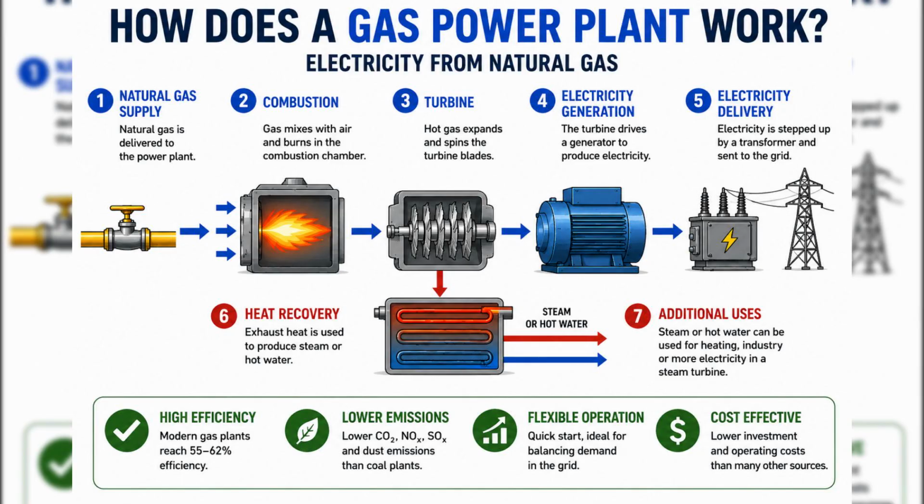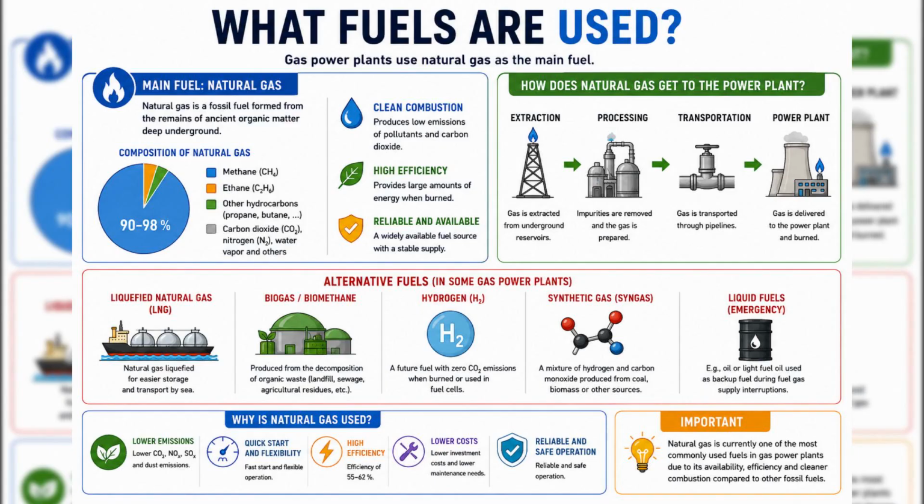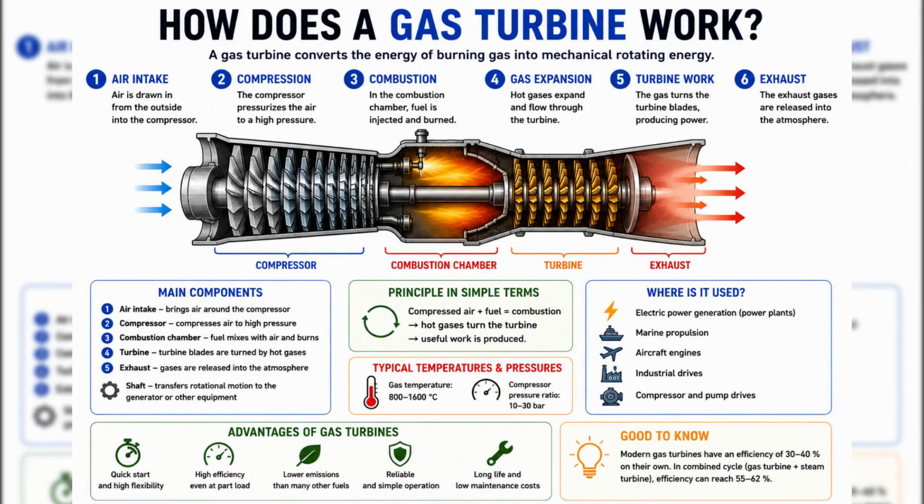At the core of a gas power plant is the process of combustion. Natural gas contains large amounts of chemical energy stored inside hydrocarbon molecules, mainly methane. When this gas is mixed with compressed air and ignited, it releases enormous amounts of heat. The combustion creates a high-pressure stream of extremely hot gases that can be used to drive a turbine. This turbine is connected directly to an electrical generator, allowing thermal energy from the fuel to be transformed into electricity.